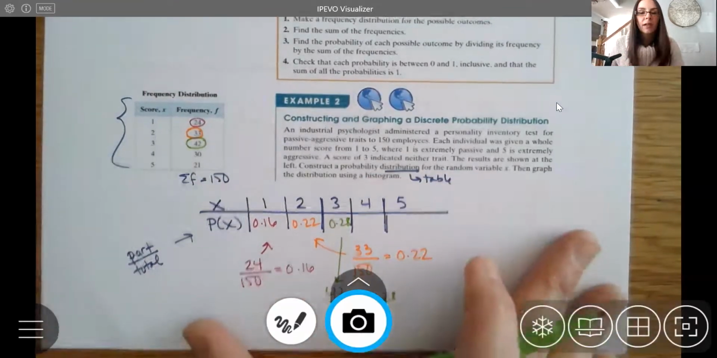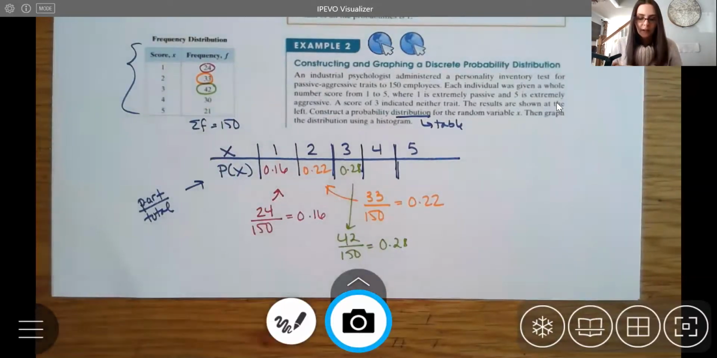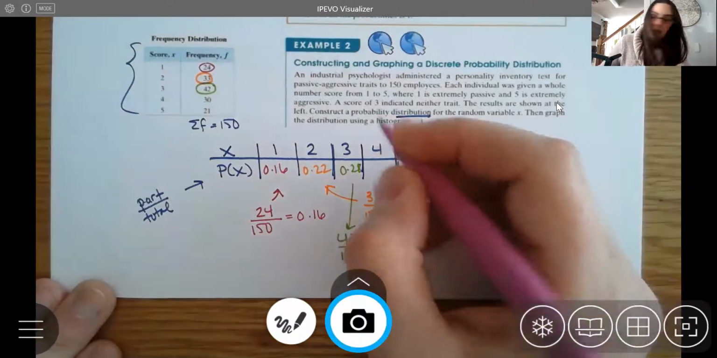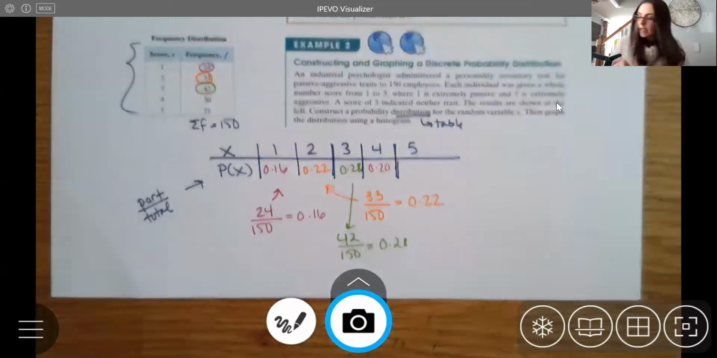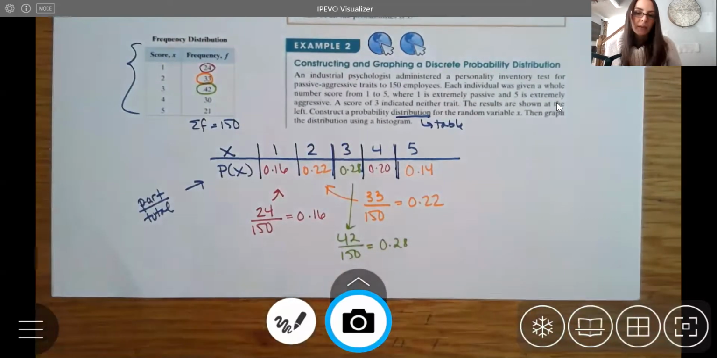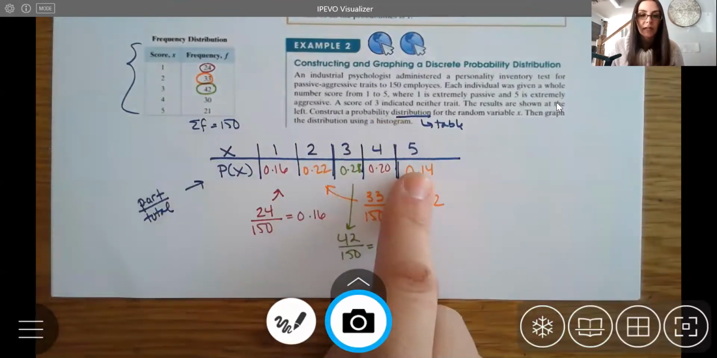And then the other two are going to continue the same way. So I'm going to take the 30 divided by 150 and the 21 divided by 150. And what I'm going to get for those values is going to be 0.20 and 0.14. Now, a lot of times you have to round as well. So if you have to round your probabilities, that's perfectly fine. Just make sure you're reading carefully to see how many decimal places you would need to round to for that particular problem. So that's it. This is our probability distribution right here.